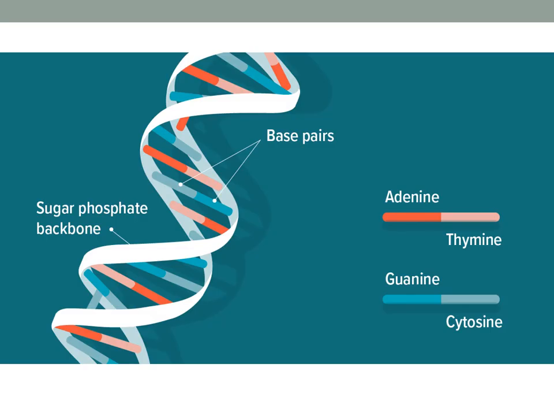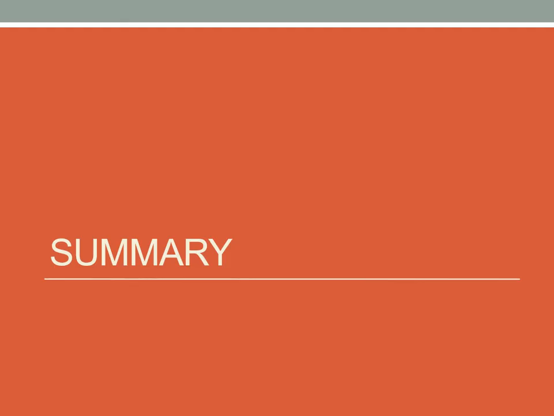All right, so that's DNA. Here's a prettier picture, right? Again, we kind of see that sugar phosphate backbone, and then we have those bases that line up with their partners, okay? Forming the rungs of the ladder. So that's what it looks like.